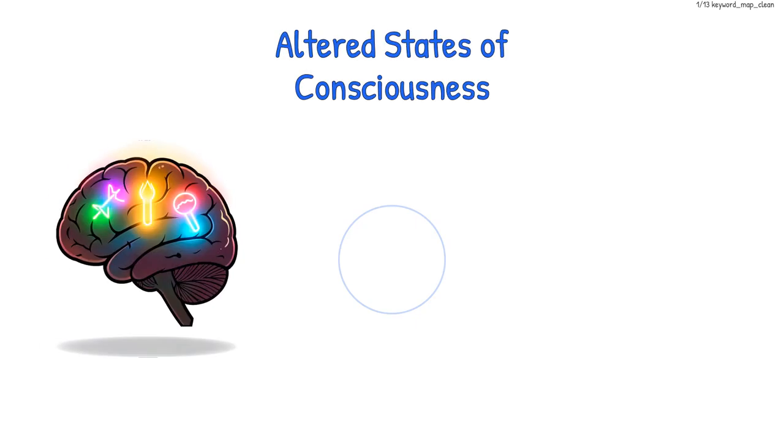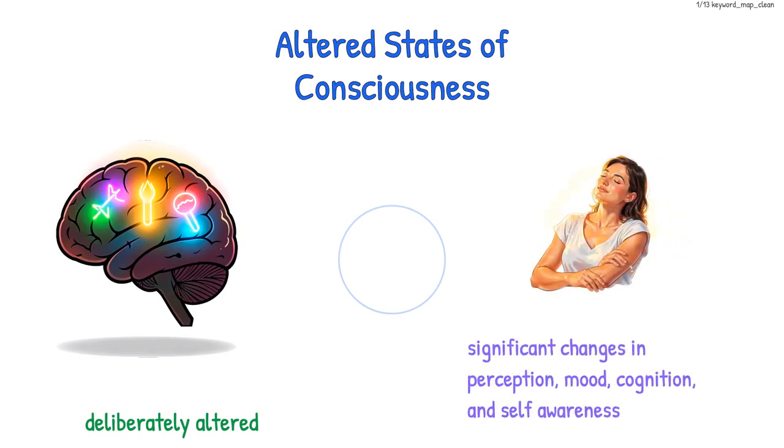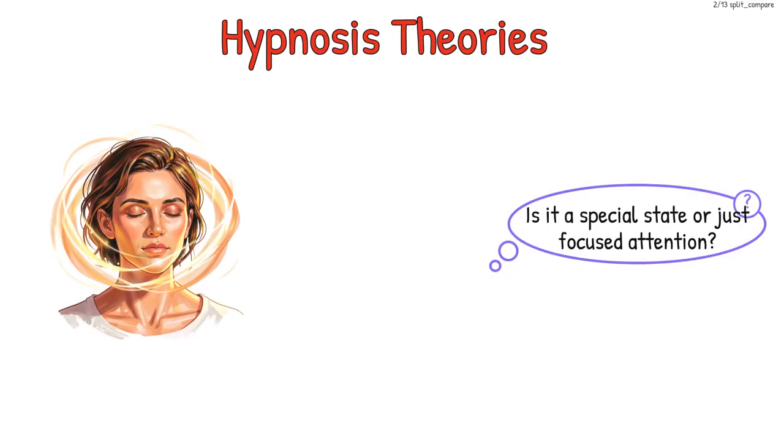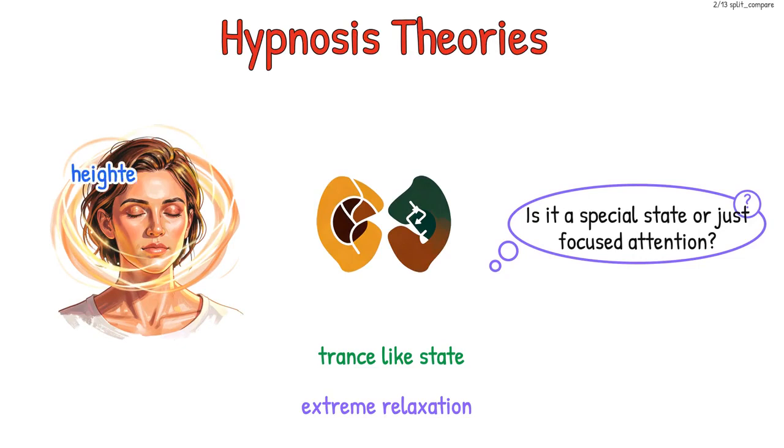States of consciousness can be deliberately altered through various techniques and substances, leading to significant changes in perception, mood, cognition, and self-awareness. Three primary methods for inducing these altered states are hypnosis, meditation, and psychoactive drugs. Hypnosis involves inducing a trance-like state characterized by extreme relaxation, heightened focus, and increased suggestibility.